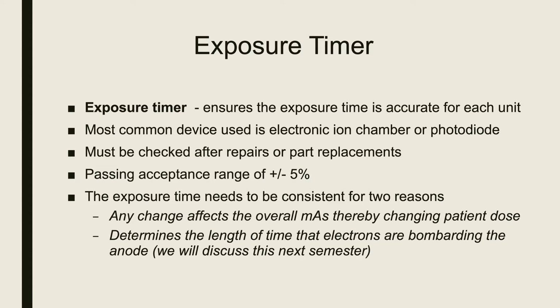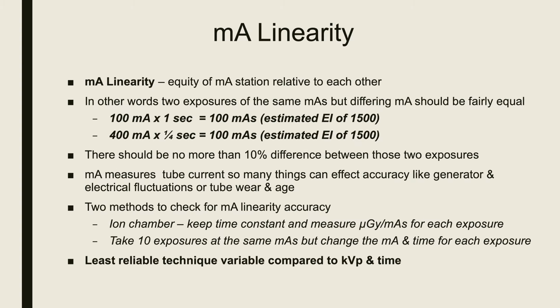The exposure time needs to be consistent for two reasons. Any change in the time affects the overall mass, which thereby changes the patient dose. This also determines the length of time the electrons are bombarding the anode, and we're going to discuss this next semester in physics. MA linearity is really evaluating the mass, the overall mass.